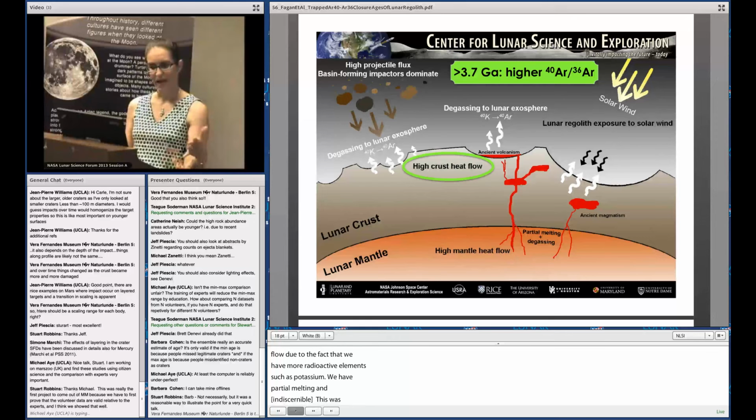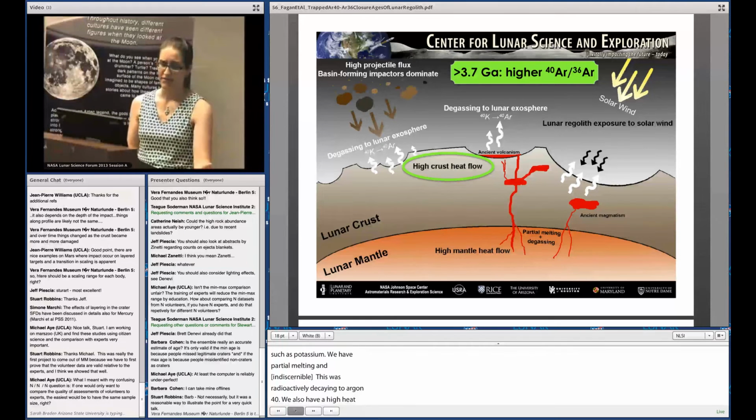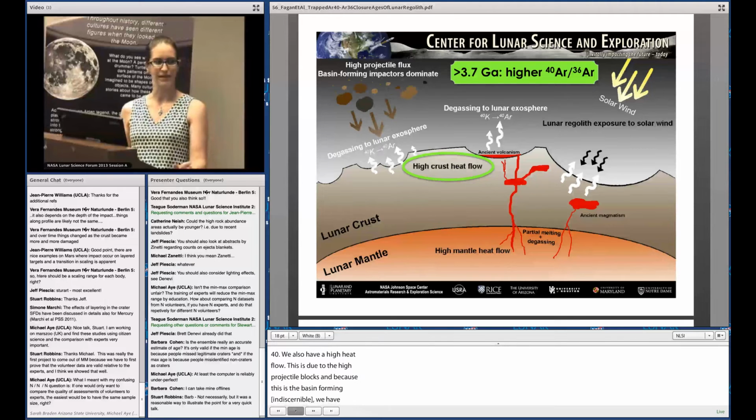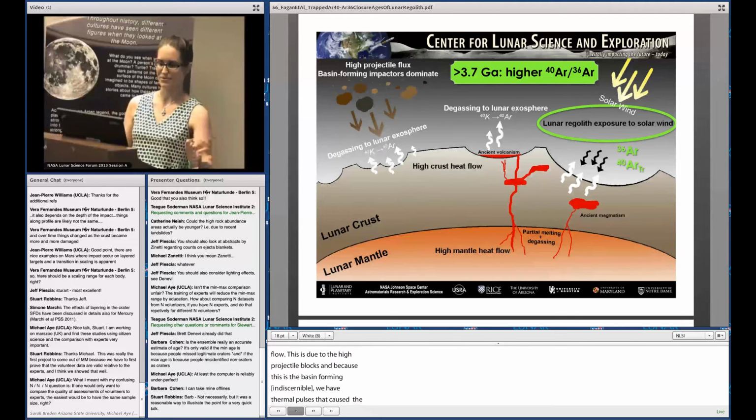We also have a high crustal heat flow. A lot of this is actually due to the high projectile flux. Because this is the basin-forming epoch, we're having these thermal pulses. And this is, again, causing this degassing. And you see all these big white squiggly lines saying degassing to lunar exosphere.